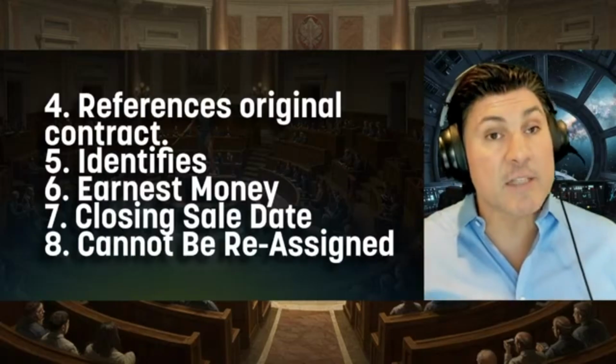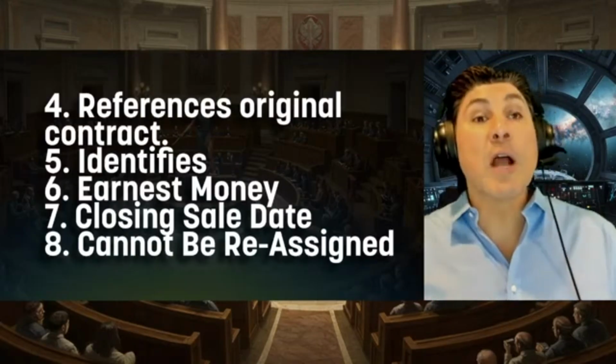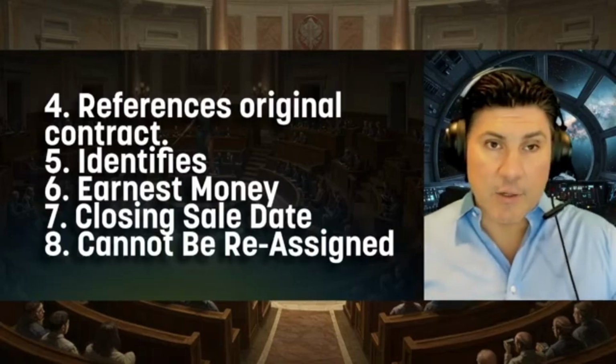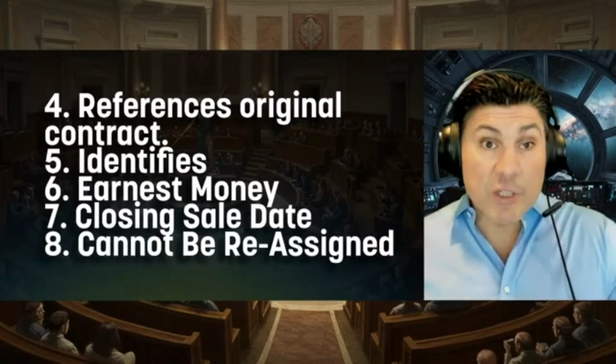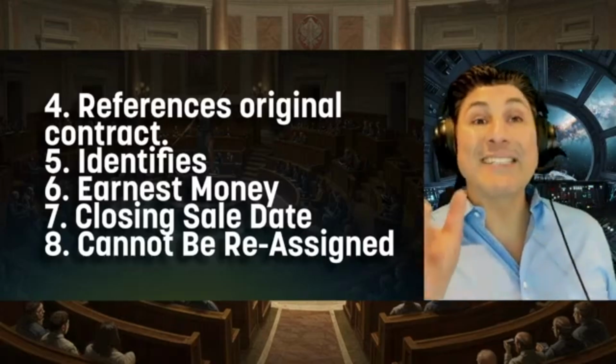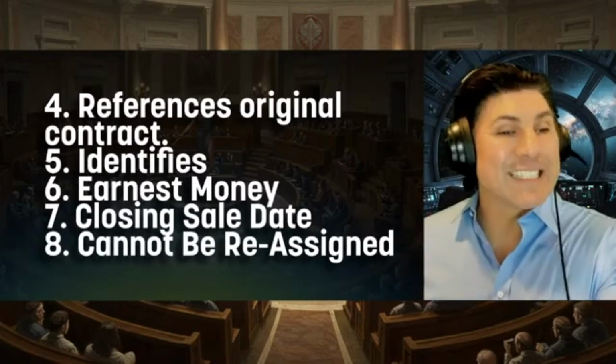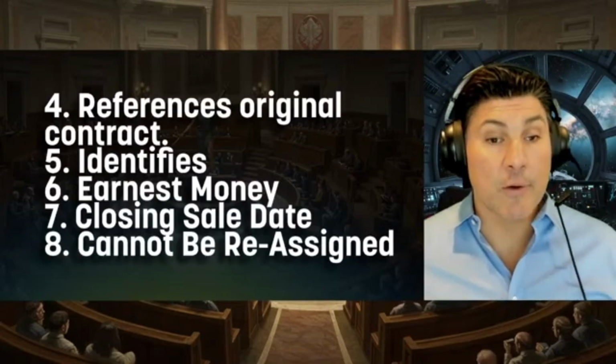It's very important that it identifies that and that it says that. So it references the original contract, the original contract dated, and the date that it was executed, and then it references the original seller. It references you as the original buyer, and it references you now as the assignor, who is going to assign that contract to the new end buyer, who is the assignee. All of that should be on there.